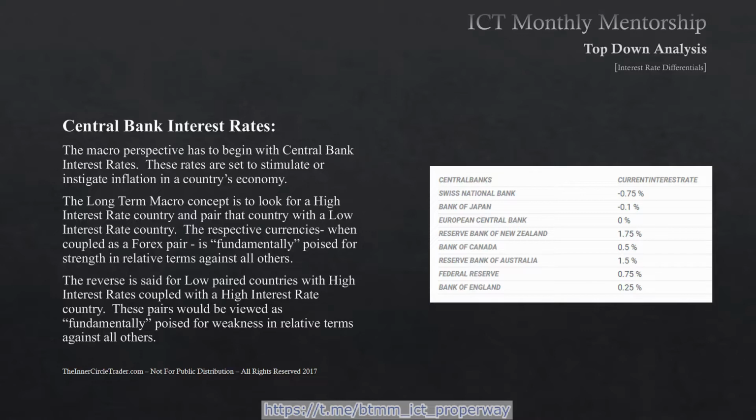As you see here, the highest on this list is the Reserve Bank of New Zealand. The second in the high end of the interest rates would be the Reserve Bank of Australia. And obviously the low end would be the Bank of Japan, the Swiss bank, and the European Central Bank at 0. We're going to go through this in 2 passes. In other words, we're going to find 2 trading examples on a higher time frame basis using interest rate differentials, starting with the interest rates that are pegged at the central bank level.